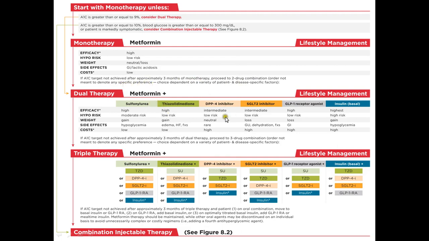You can do any one of these, there's a list of these drugs, and you can choose any one of them depending on the patient's requirement and the patient's condition. So one of the drugs, like sulfonylurea, you can give to the patient if the patient is not obese, because sulfonylurea can lead to weight gain.